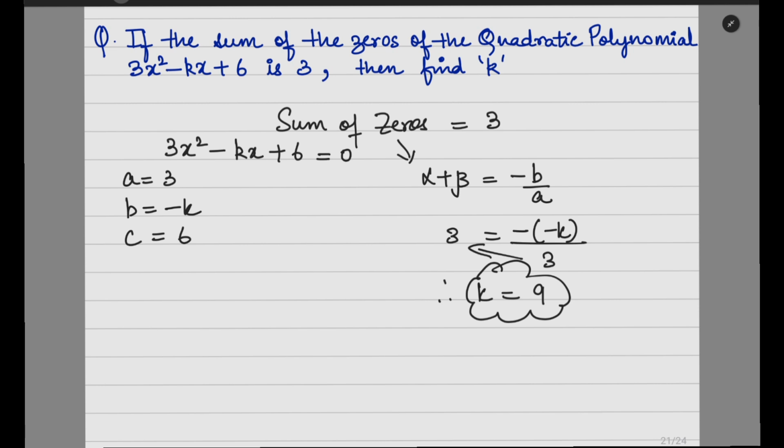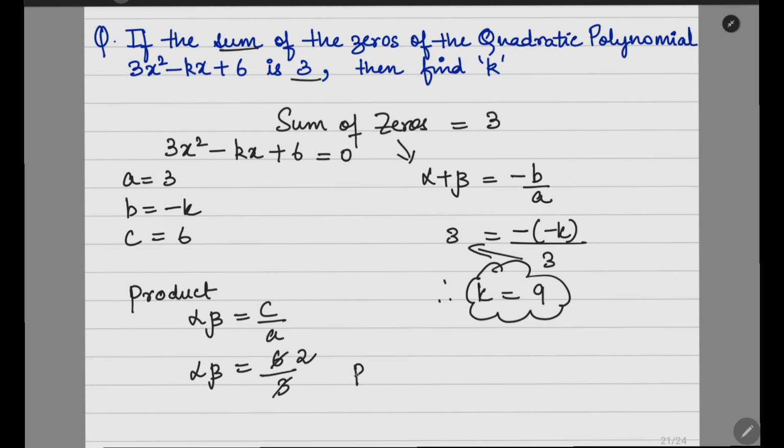You are not asked, but in case you were asked to find the product, since you are only given the sum, how will you do it? Okay, this is not asked, but still. Alpha beta is equal to C by A. What is C? 6. What is A? 3. So what's the answer? The product of the roots will be 2.